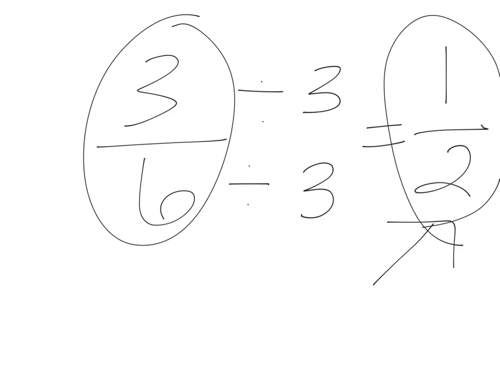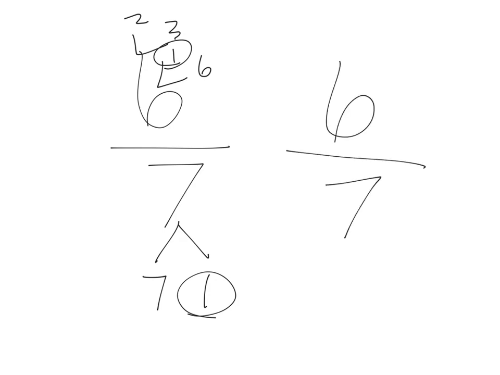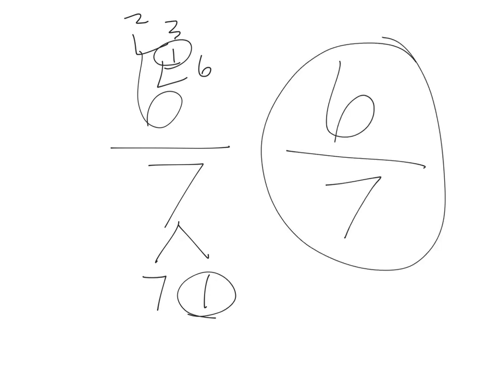And then the final fraction I had written up was 6/7. Well, let's think about the factors for 6 and 7. For 6, we have 2, 3, 6, and 1. But 7, we know, is a prime number. So only 7 and 1 are factors of 7. Therefore, when we only share a 1, we know that this fraction is already in simplest form. So 6/7 is in simplest form already.